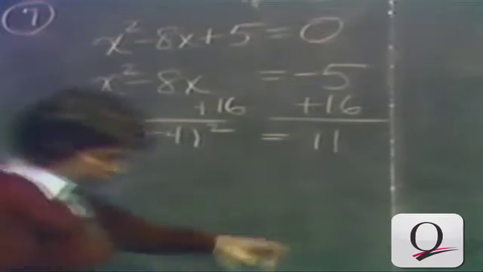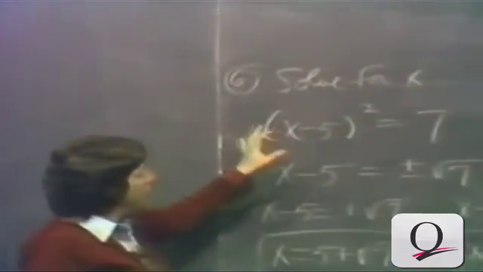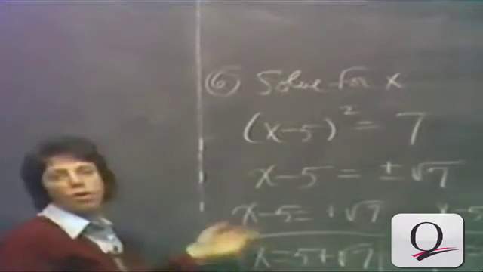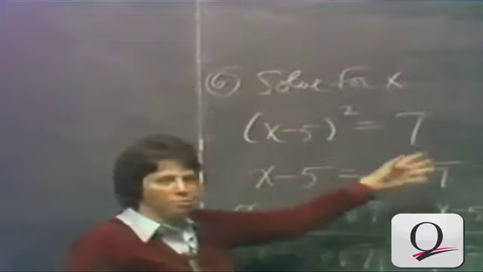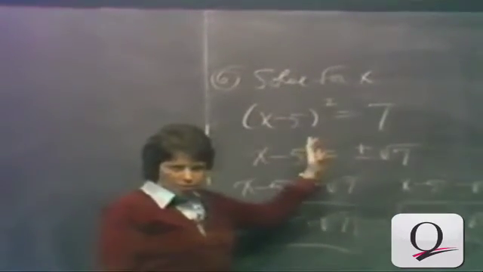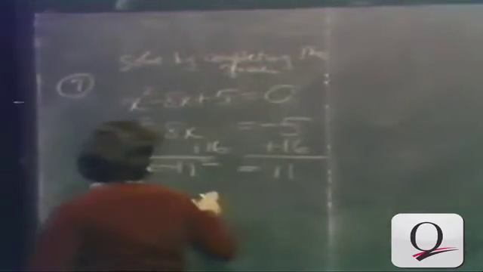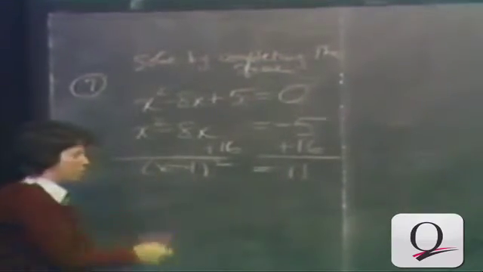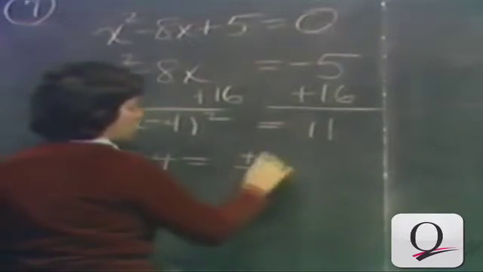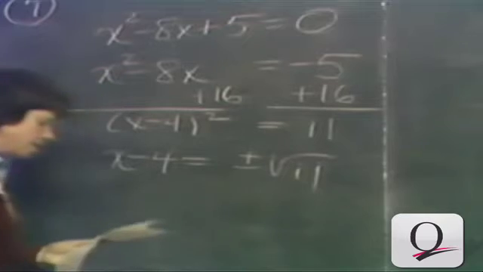Remember the preceding problem? Let's go back over here for a second. The last problem we had x minus 5 squared equals 7. It was given to us in that form. Well, then x minus 5 is plus or minus the square root of 7, and we continued on down. The left side was given as a perfect square. Here we had to do some work, but the end result is now the left side is a perfect square. So x minus 4 is plus or minus the square root of 11.